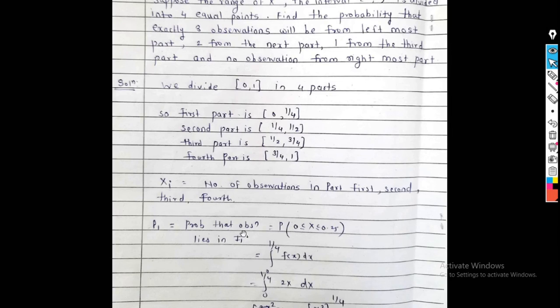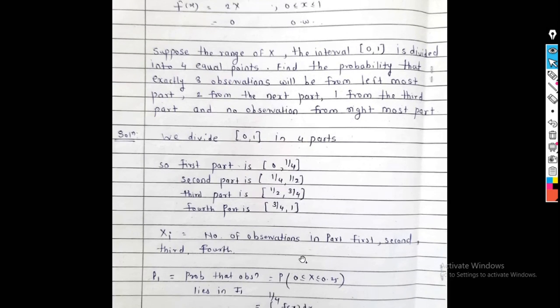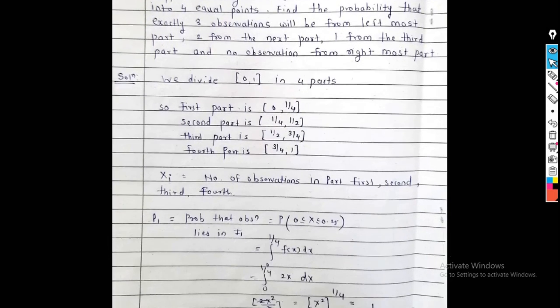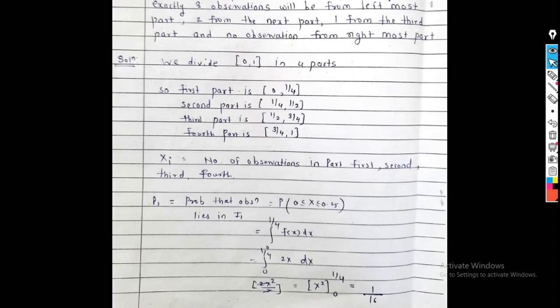So what is P1? That is the probability of observations from the first part, and the range of the first part is 0 to 1/4. We can calculate this probability by integration from 0 to 1/4, where f(x) is the given PDF of x, which is 2x. So P1 is the integral from 0 to 1/4 of f(x) dx, that is the integral from 0 to 1/4 of 2x dx. Solving this, we get P1 equal to 1/16.